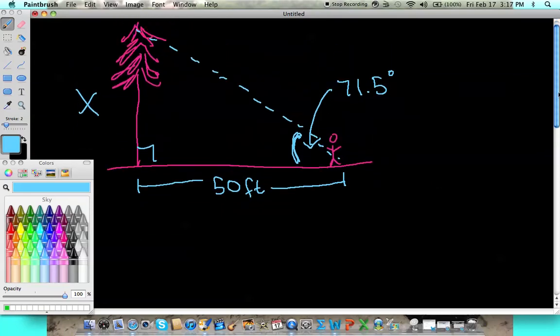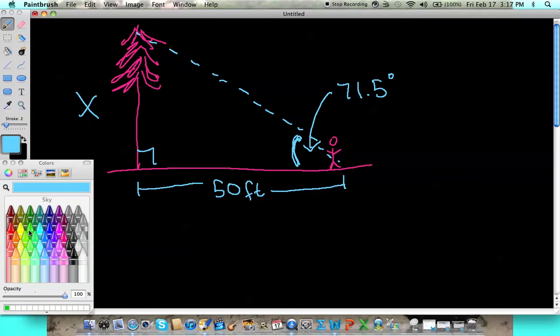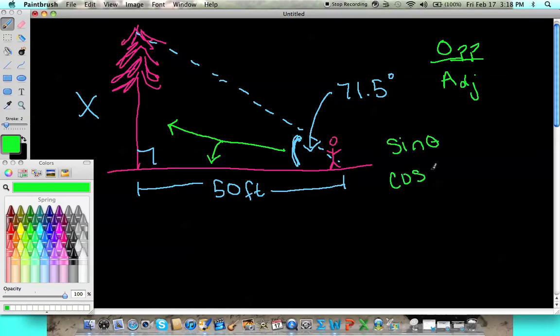So what do I know? Well, I know the angle of 71.5. I know the opposite side, and I know the adjacent side. Opposite and adjacent. So I have to ask myself, which of my three trig functions, sine, cosine, or tangent, uses the opposite and the adjacent?